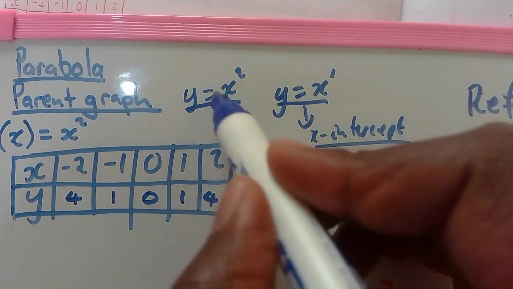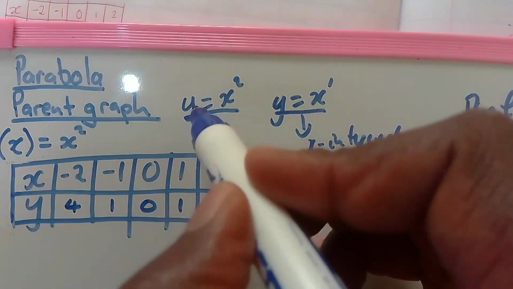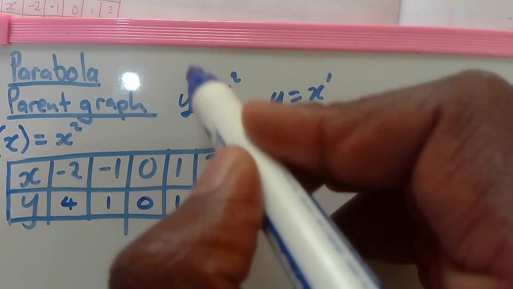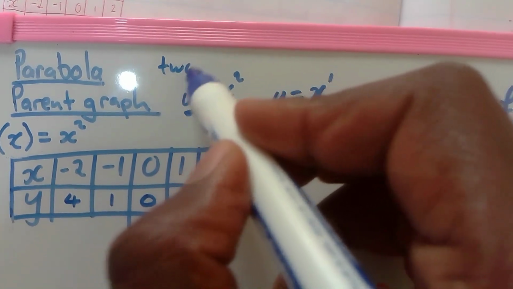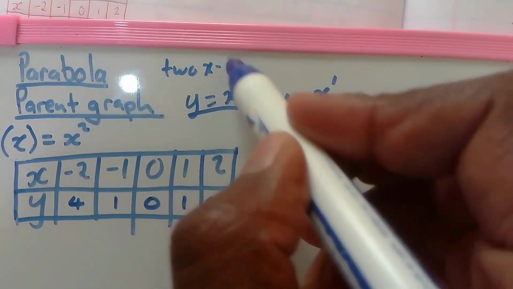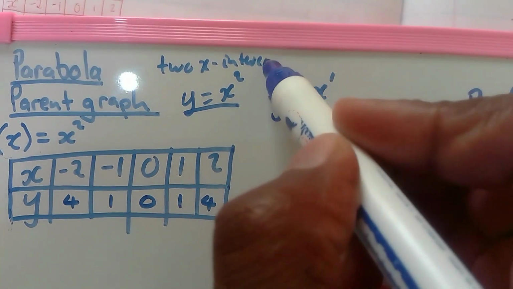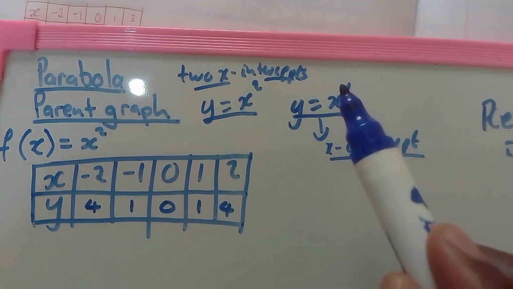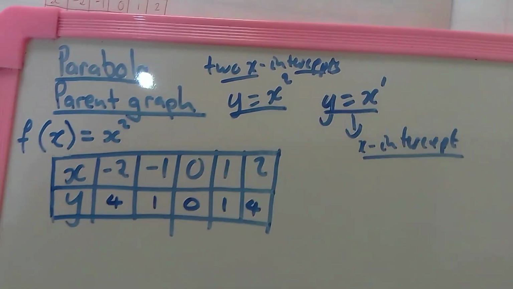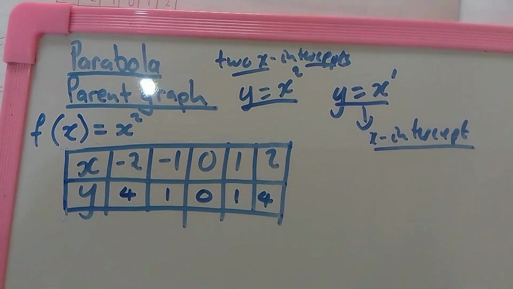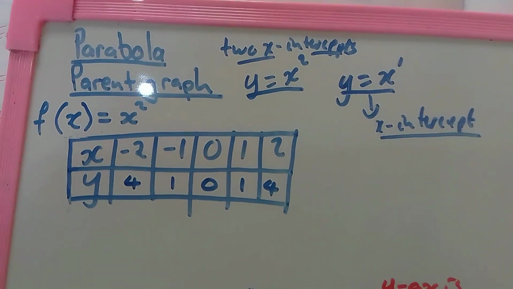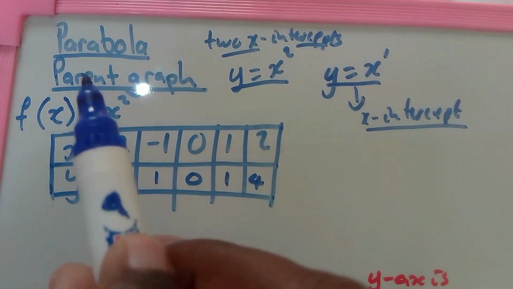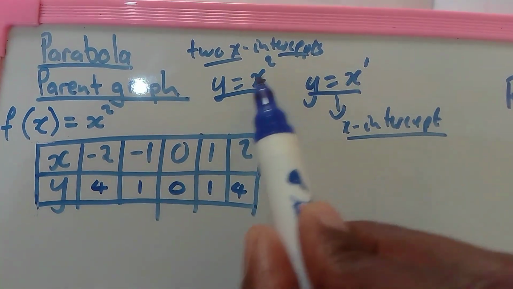However, because we are having y equals x squared, it now means that this parabola has got 2 x-intercepts, right? But we are not going to start with intercepts. What are we going to start with? We're now going to start with getting to know the values, to see what kind of graph we get if we're given y equals x squared.